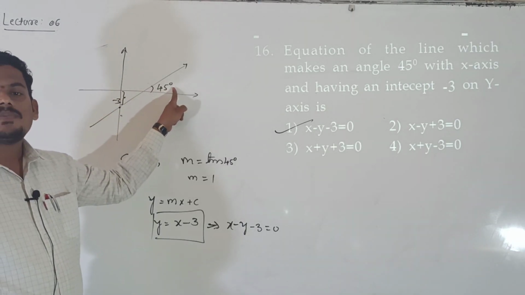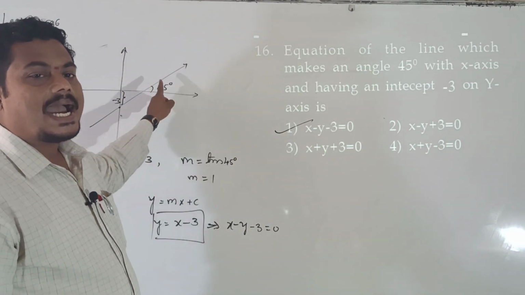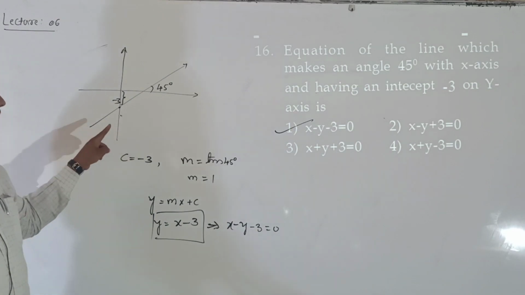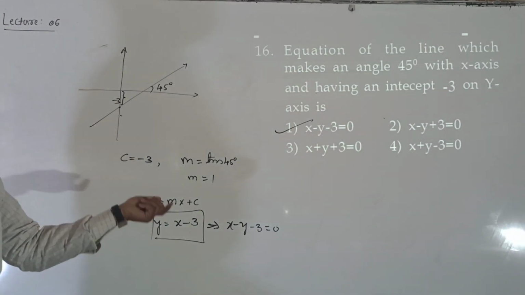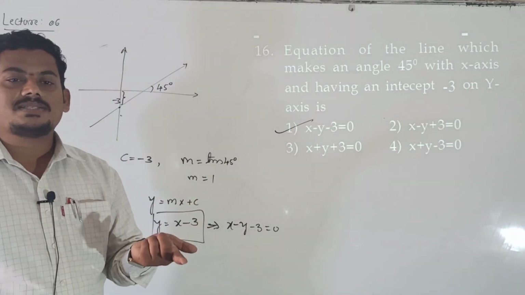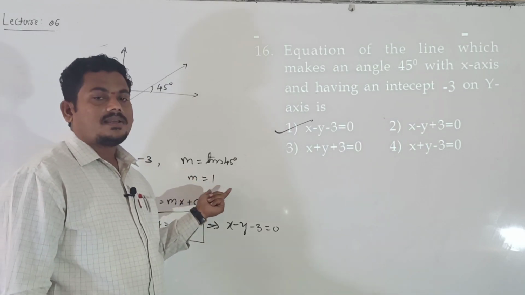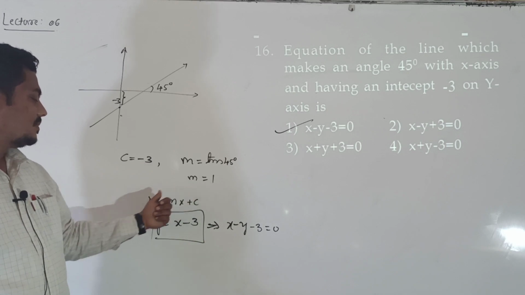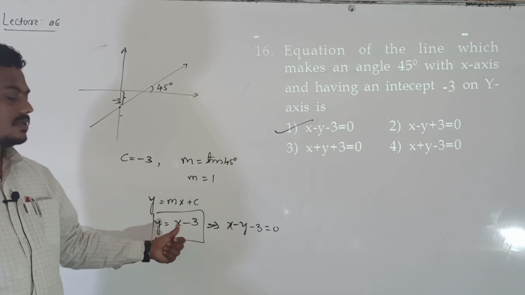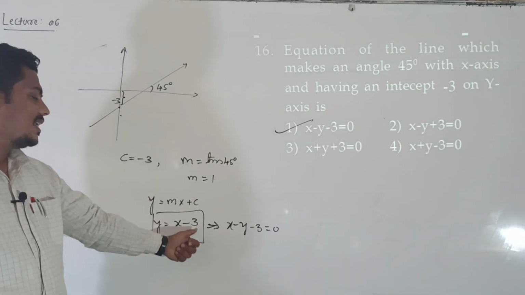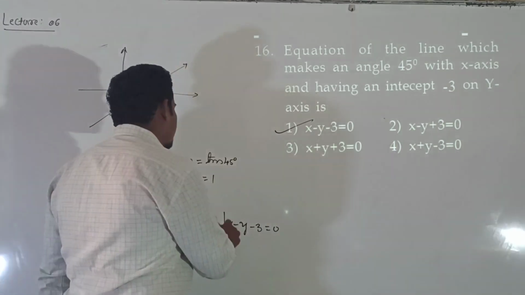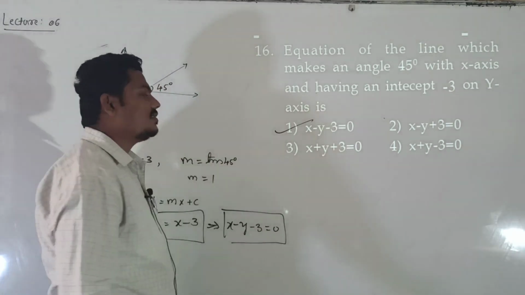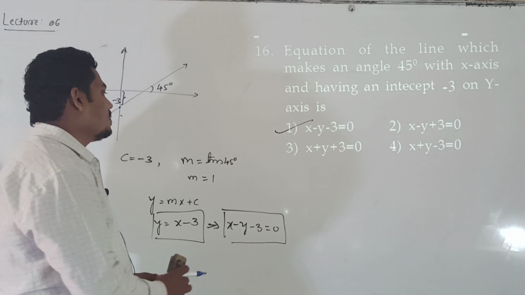The inclination of the line, the angle made by the line with the x-axis, and the y-intercept are given. Y-intercept is -3. Indirectly the slope is given: the inclination is given, means its slope is 1. By using inclination, write the slope. After getting slope and y-intercept, y equals mx plus c, m value 1, c value -3. Lastly the equation is x minus y minus 3 equal to 0. That is the first option.